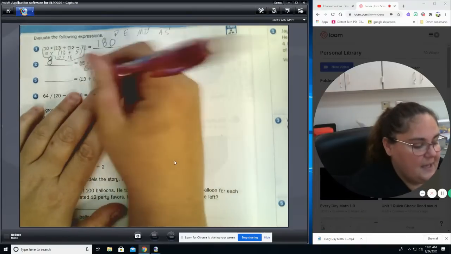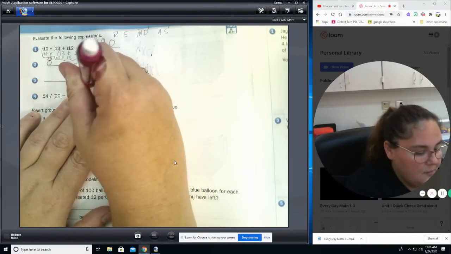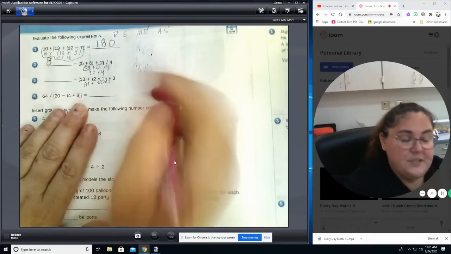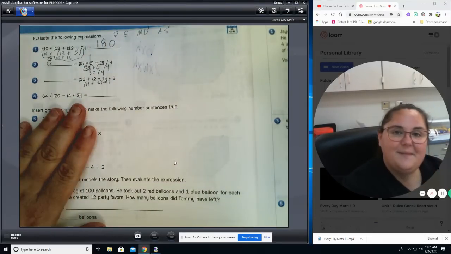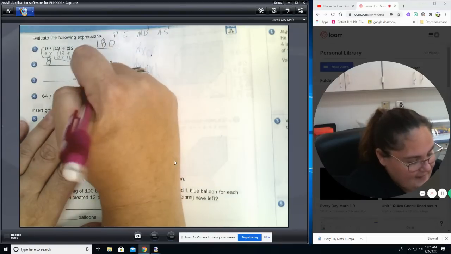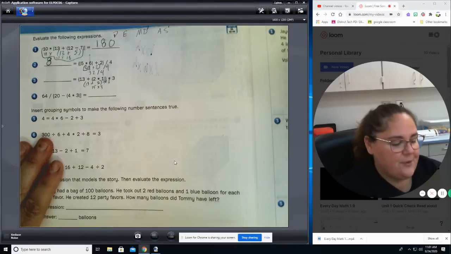All right. Starting from the inside, 2 times 1 is 2 plus 13 times 3. 13 plus 2 is 15 times 3. 15 times 3.